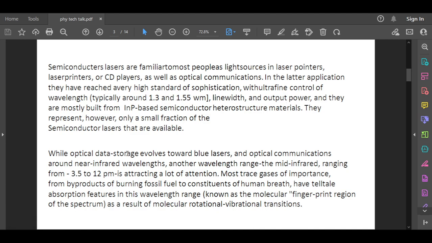While optical data storage evolves towards blue lasers and optical communications around near infrared wavelengths, another wavelength range, the mid-infrared, ranging from 3.5 to 12 micrometers, is attracting a lot of attention.